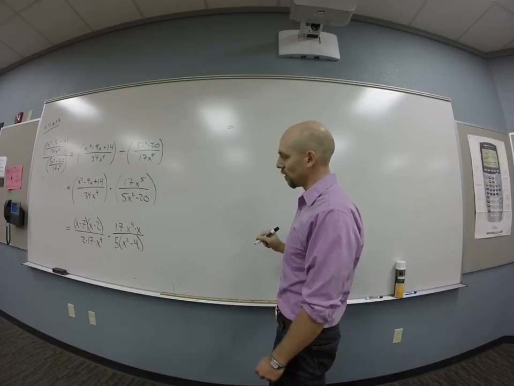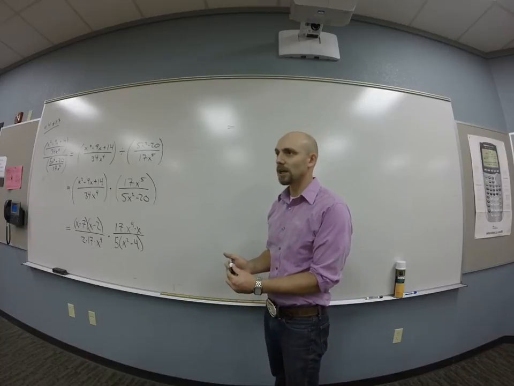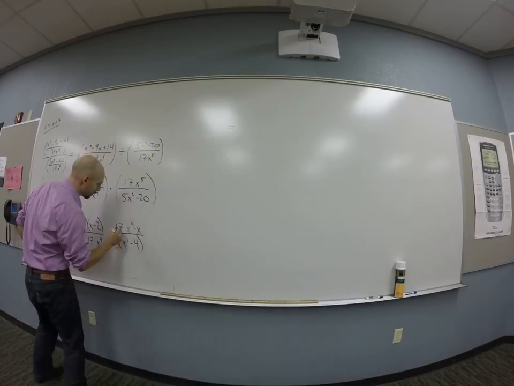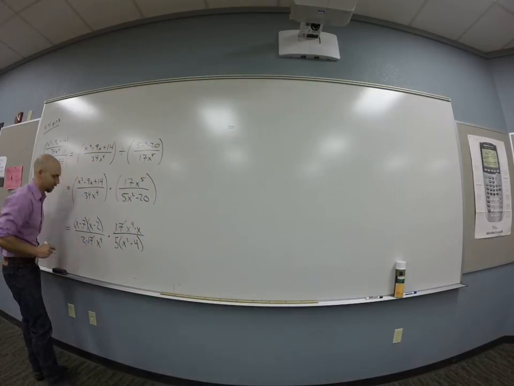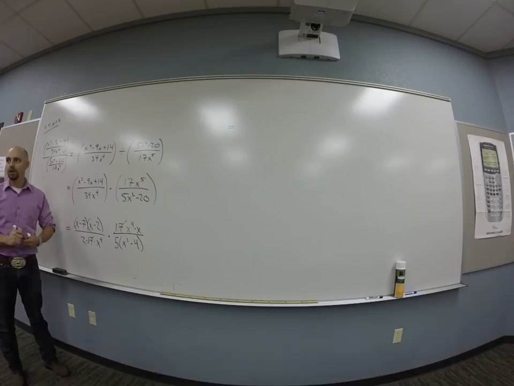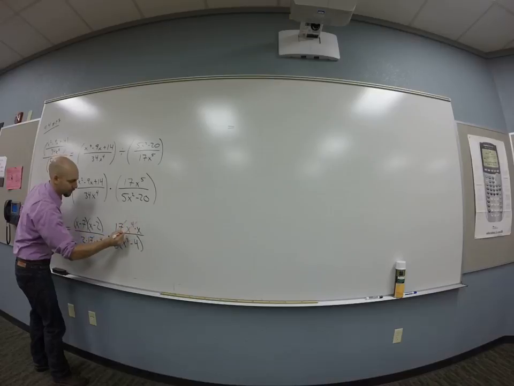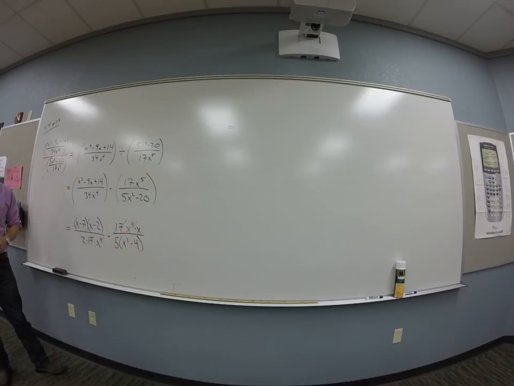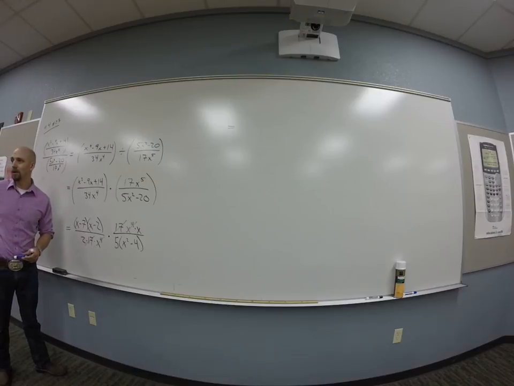Let's see. So what can I cancel at this stage? 17. Okay, so there's a 17 here and here. Those can cancel. What else can I cancel? The x to the 4th. There's an x to the 4th and an x to the 4th. Anything else? So far, that's it, right?